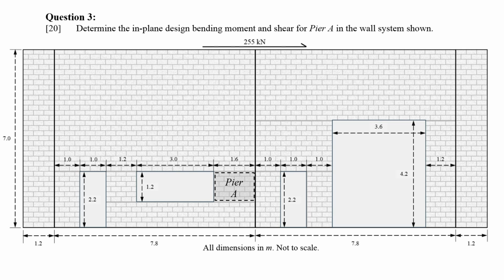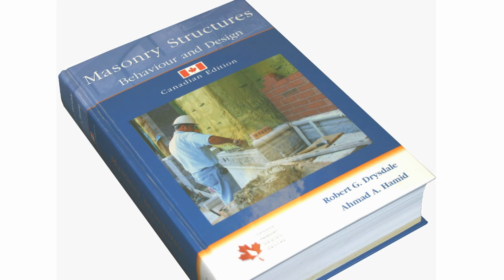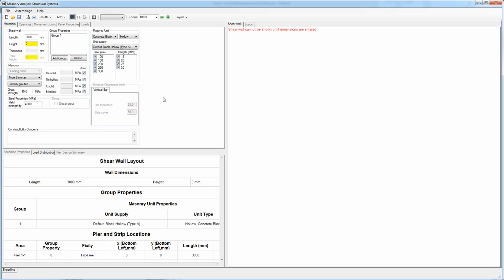And what we're looking at here is just a basic shear wall system that has openings and movement joints arranged in such a way as to illustrate the way that we distribute loads in Mass. Now, this is the same method that is described in Dr. Drysdale and Dr. Hamid's textbook, Masonry Structures, Behavior, and Design. We'll start by showing you how you can model this in the new Shearline module available in Mass version 2.0.